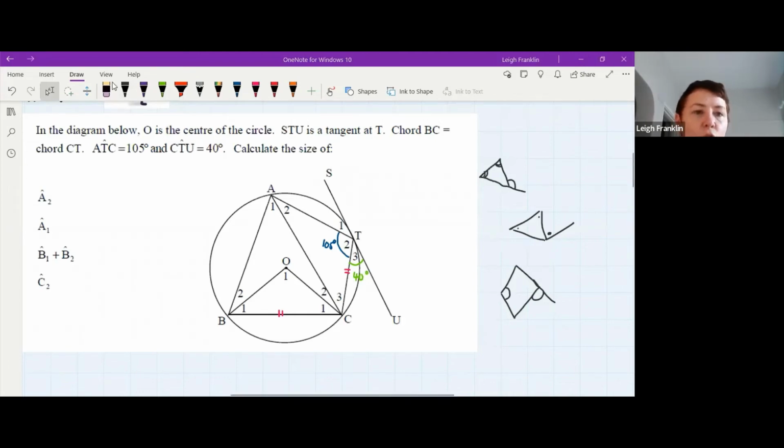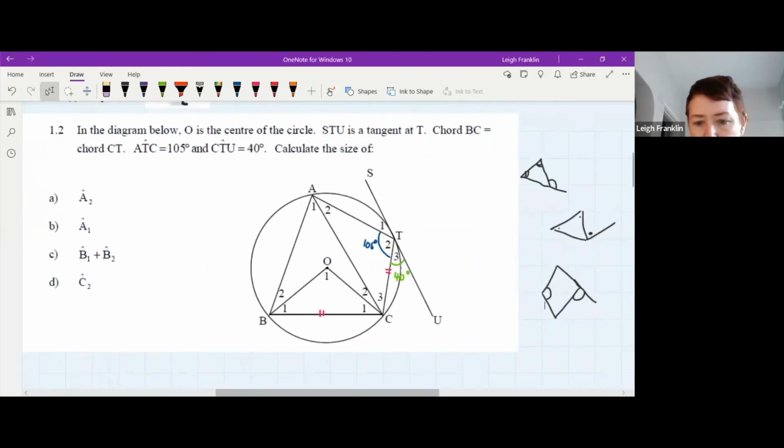Opposite angles of a cyclic quad, Ntando, opposite angles of a cyclic quad are supplementary, not equal necessarily. Okay, so the word supplementary means they add up to 180 degrees. Okay, so A1 plus A2 adds up to the supplement of 105, if I can put it that way. Okay, Mihle, no problem. That's it, Ntando, adds up to 1.